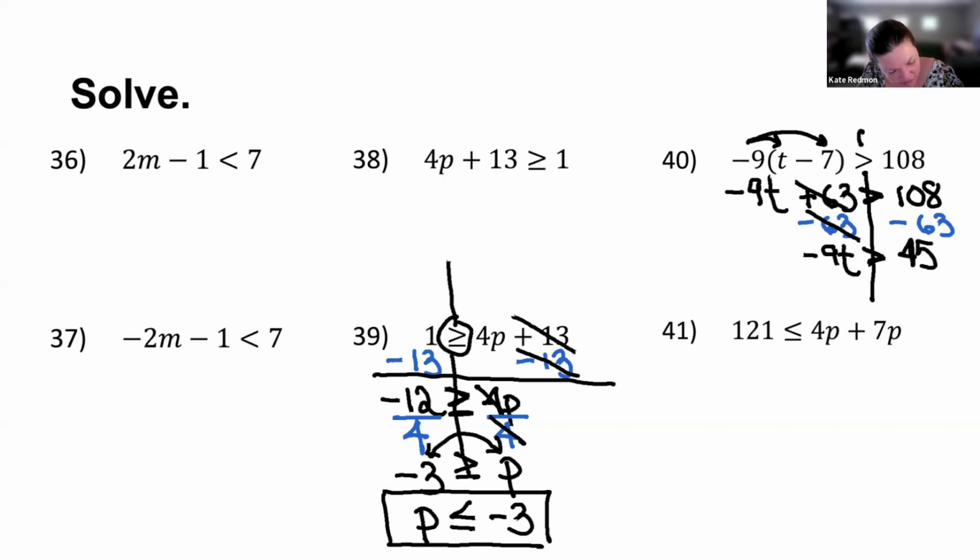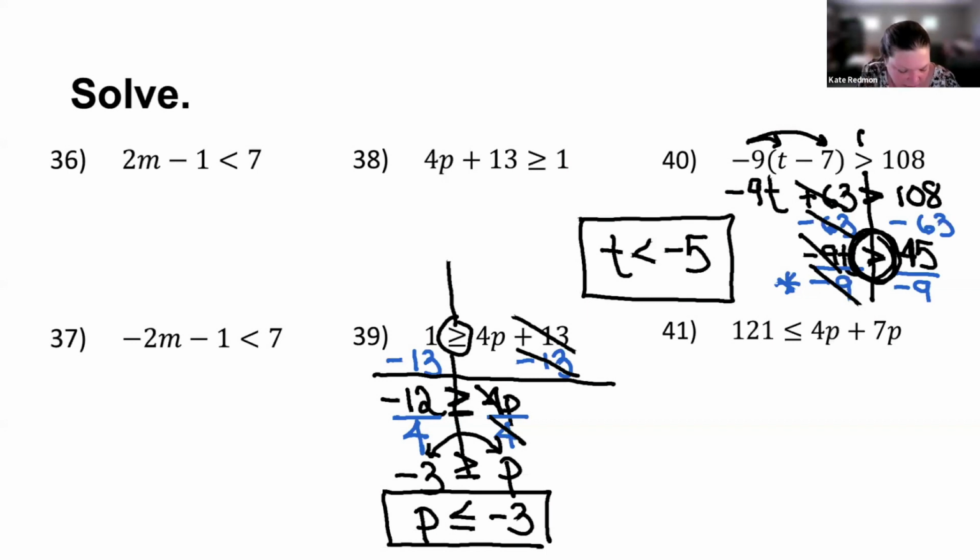T is not alone. It has this -9 multiplying it. I'll divide it away, and I will understand the consequences of dividing by a negative. Yes, -9 multiplying and -9 dividing are opposites, they cancel. So yes, t is alone just like I wanted. But because I divided by a negative, I negated my inequality. It will change the symbol. What was greater than will become less than. And 45 divided by -9 is -5. So what would t have to be to make the original inequality true? Anything less than -5.